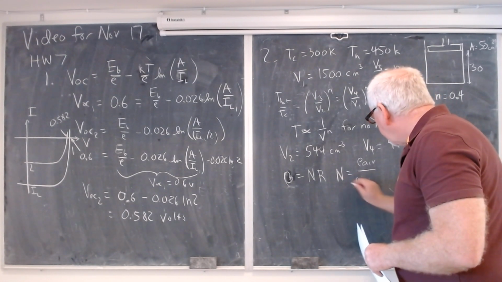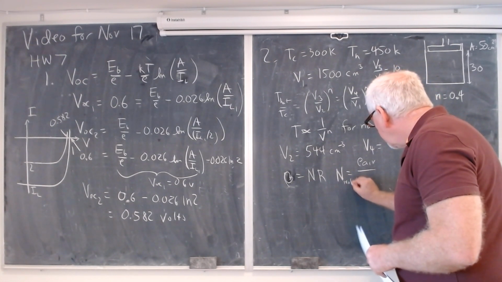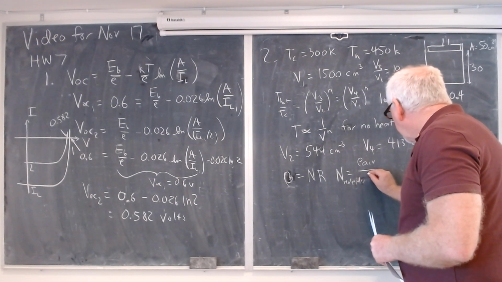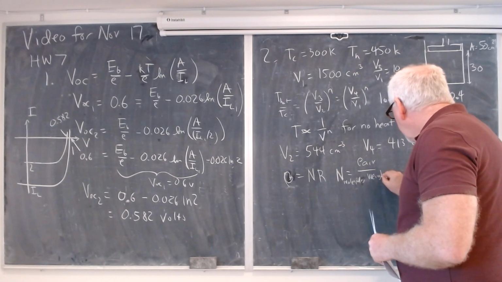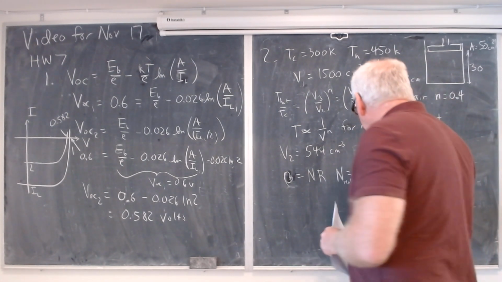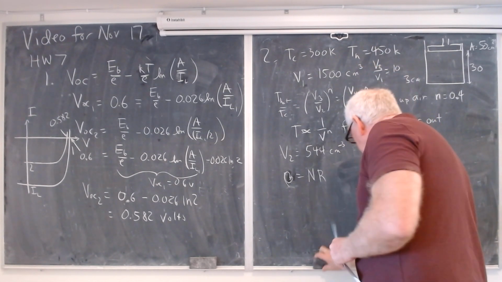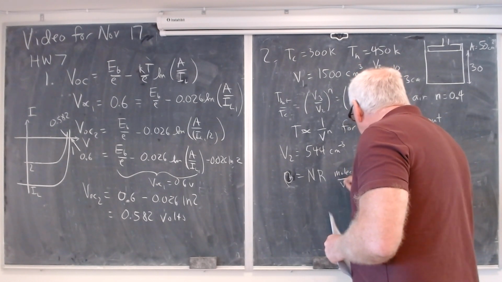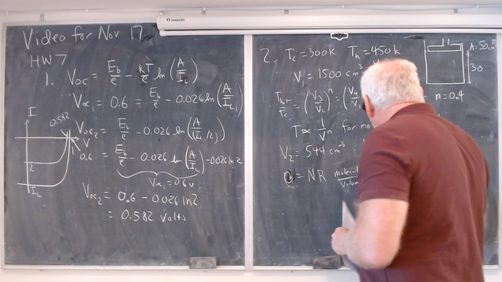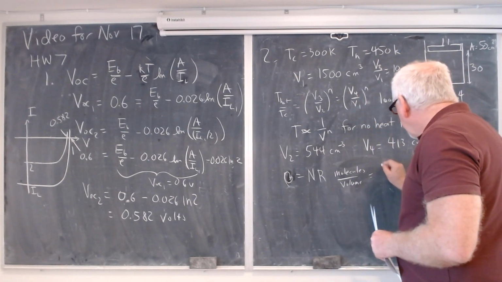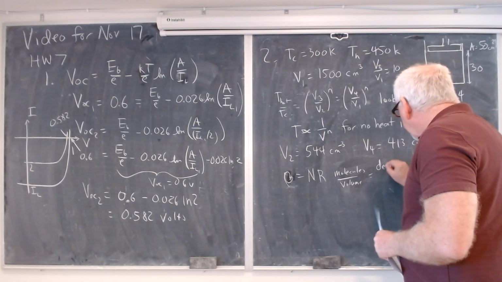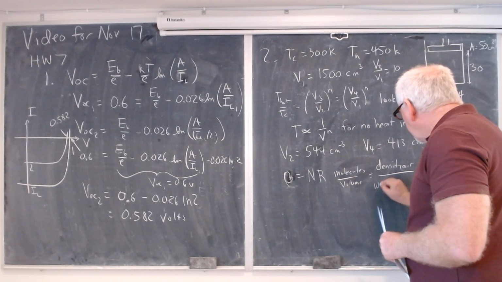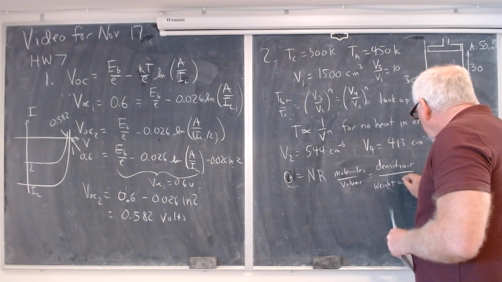Well, first, if N is the number of molecules, all right, we'll do N for moles in a little bit, times the weight. Okay, let me write this out. So the molecules per unit volume is equal to the density of air divided by the weight of an air molecule.